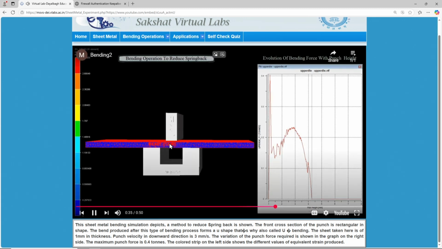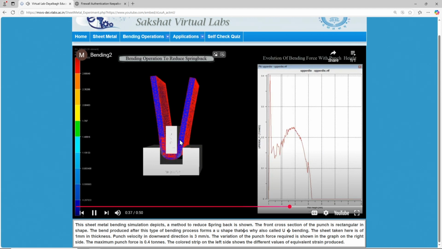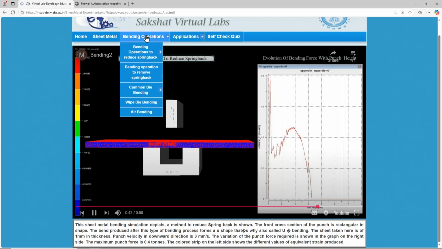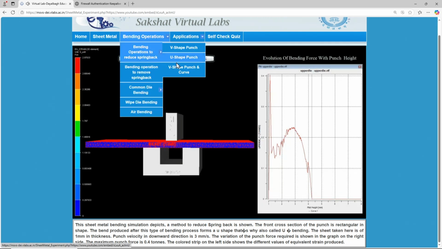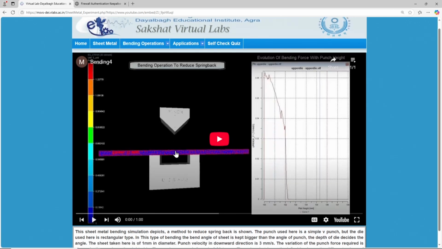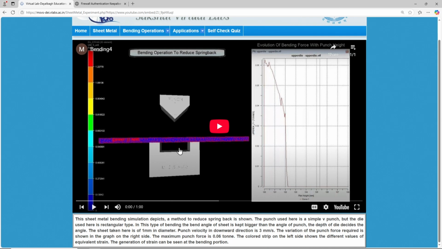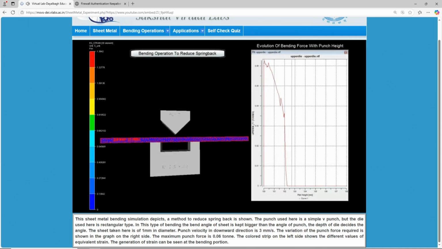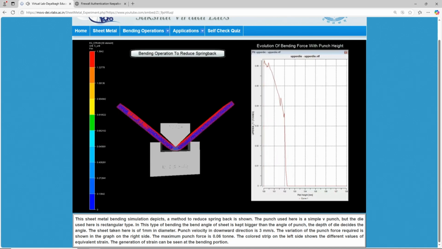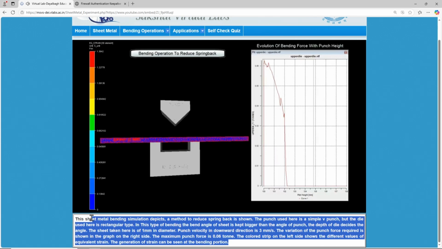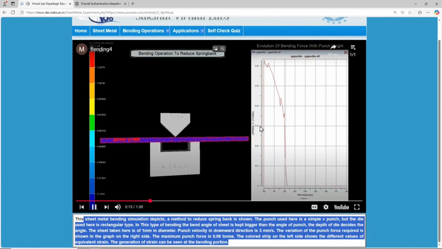Here the cross section of the die is rectangular and the bend produced is a U-shaped bend. So this is generic bending. Another bending operation, if I try to pick, I can pick the V-shaped bending punch. Here a V-shaped bending punch is there with the sheet that is taken as 1 millimeter thick, and punch velocity is 3 millimeters per second. The theory is given here. Maximum punch force is 0.6 ton, that is given here. So this is also a bending operation.